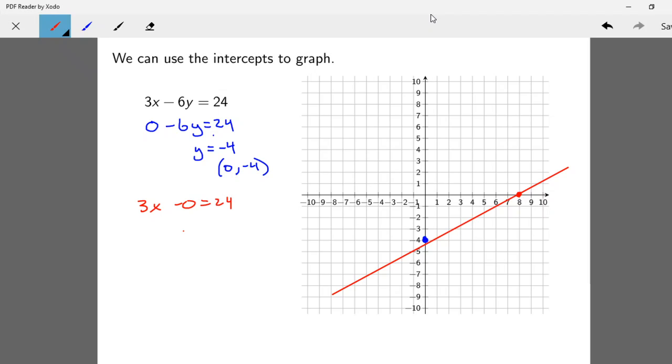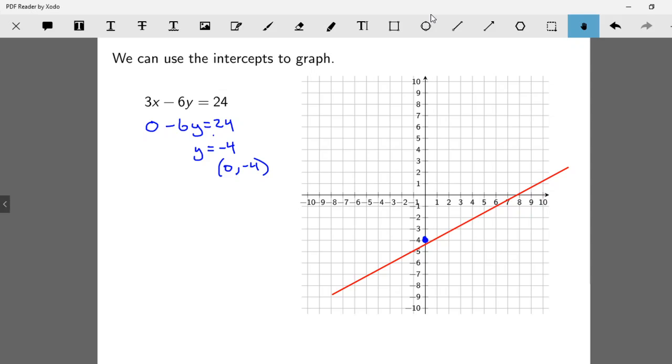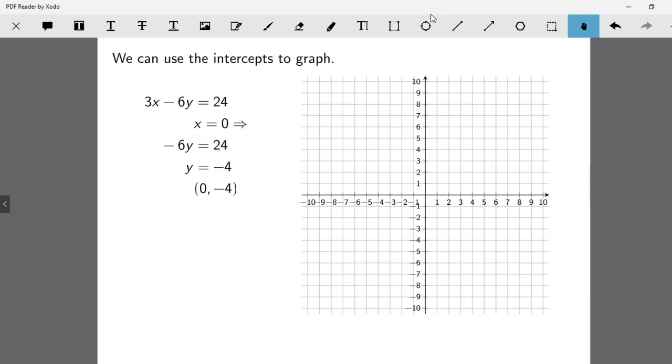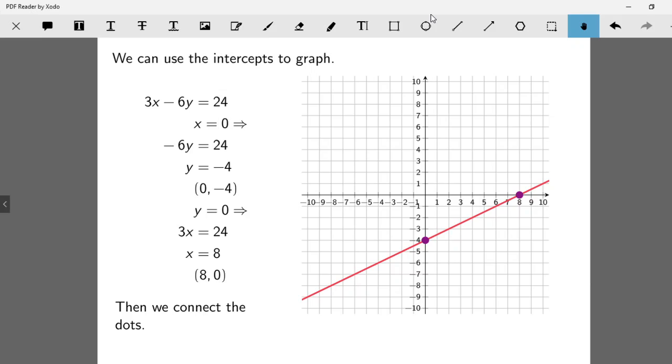I'll just rewrite that. X is equal to 8 is the point (8, 0). And connect those with a line. And that's our line. X is equal to 0, y is negative 4. So there's negative 4 right there. Y is equal to 0, x is 8, (8, 0). There's that point. And then we connect them with a line. Ta-da!